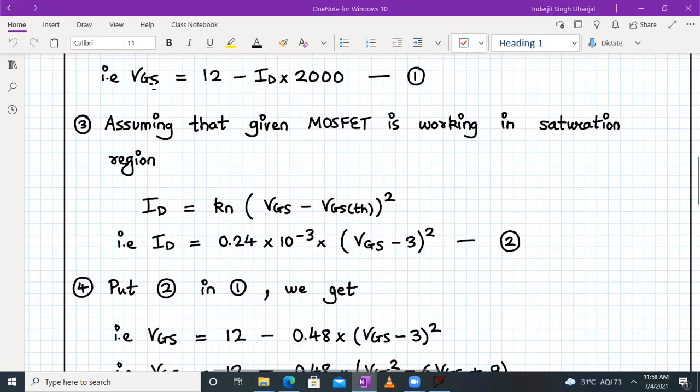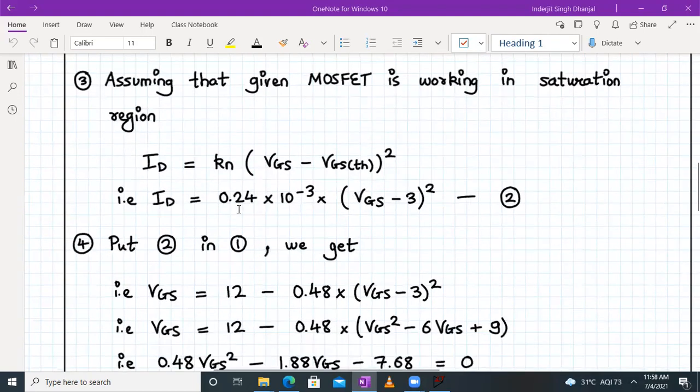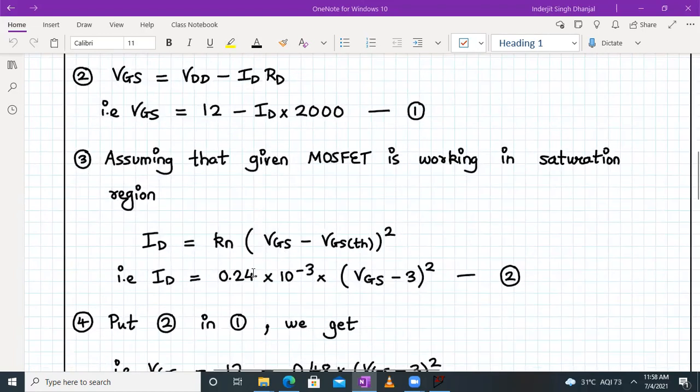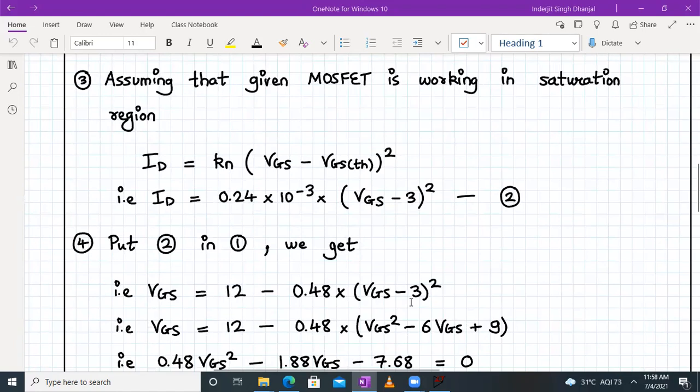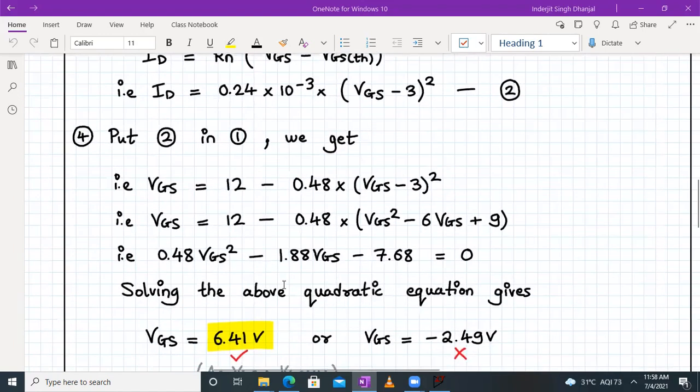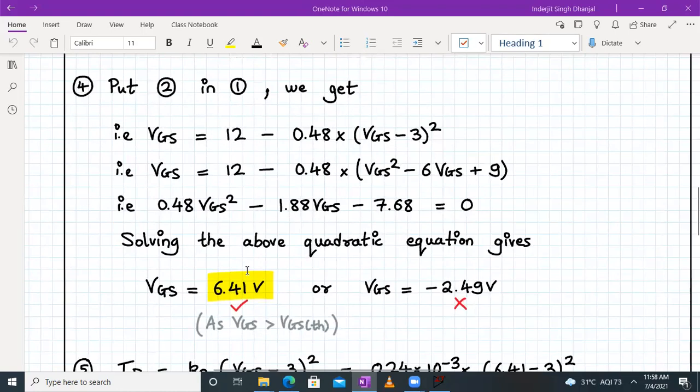So what do we get? VGS is equal to 12 minus 2000 into 0.24 into 10 raised to minus 3, so that number will be 0.48, into (VGS minus 3) the whole square. You open this up and calculate it analytically, and you will get a quadratic equation in VGS. So it will be 0.48 VGS square minus 1.88 VGS minus 7.68 is equal to 0.